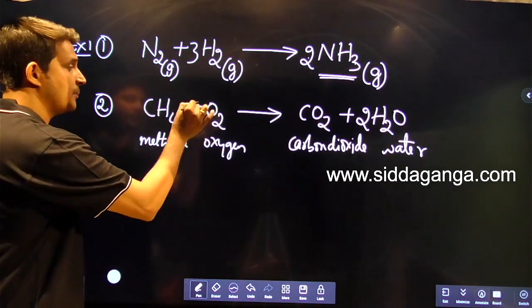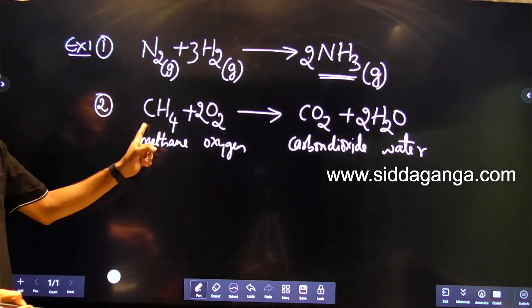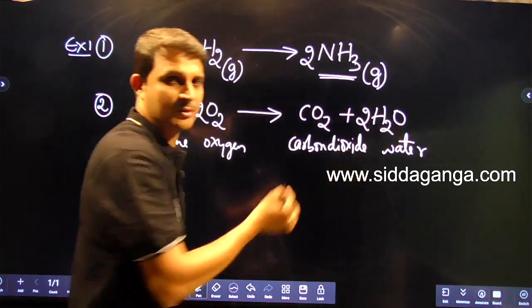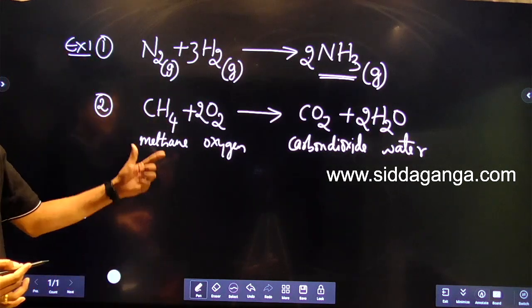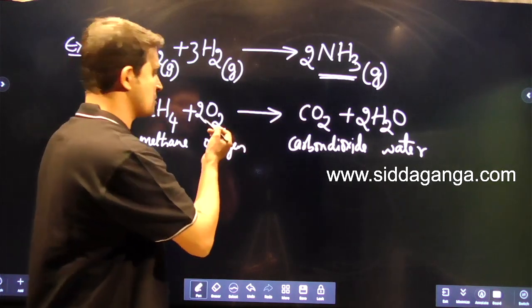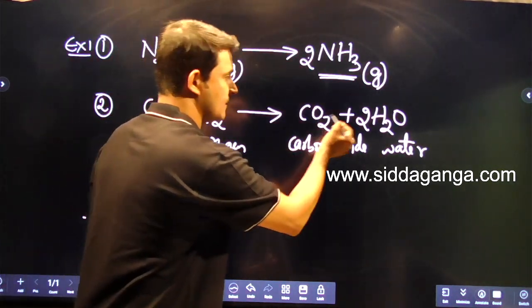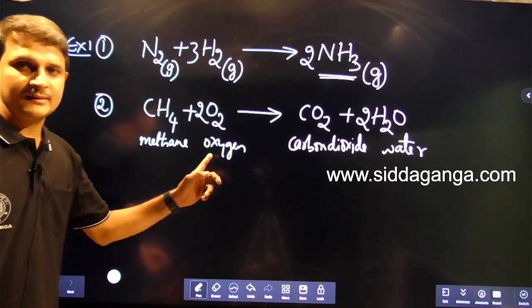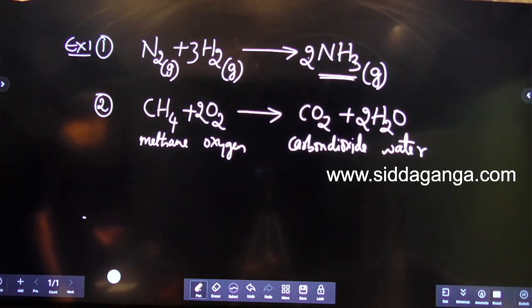Let us multiply by 2. CH4 plus 2O2 gives rise to CO2 plus 2H2O. So this is the combustion reaction. The combustion products of methane are nothing but carbon dioxide and water. Okay, so that is the second reaction we have taken up.